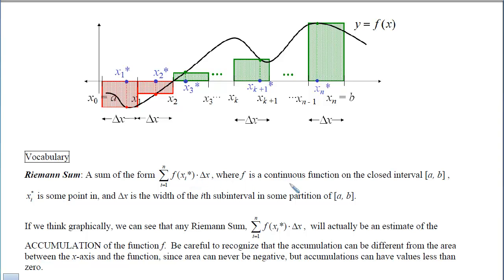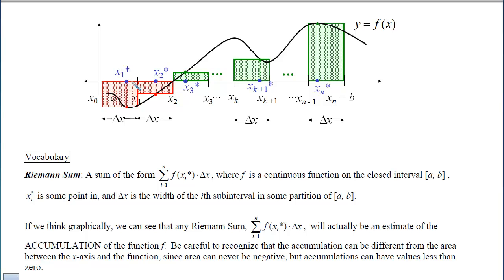In this case, f is a continuous function on the closed interval from a to b. That x sub i asterisk is some point in, and the delta x is the width of this ith subinterval in some partition of the interval from a to b. If we think graphically, we can see that any Riemann sum will actually be an estimate of the accumulation of the function. We have to be careful to recognize that the accumulation can be different from the area between the x-axis and the function, since area can never be negative, but accumulations can have values less than 0.